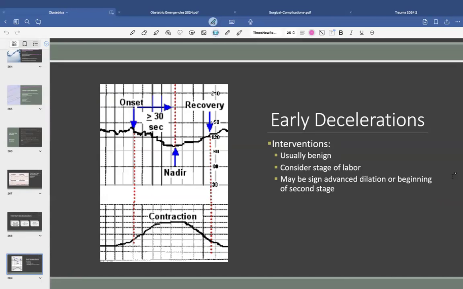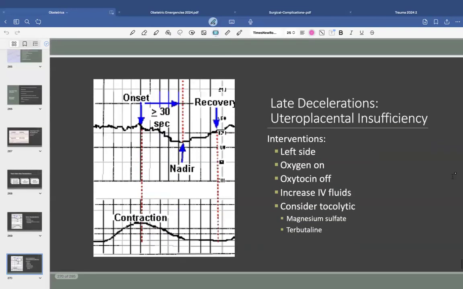Late decelerations, we said, are often caused by uteroplacental insufficiency. With late decelerations, their onset and return to baseline are gradual. As opposed to early decelerations, the late deceleration often begins just after the contraction. So you'll see the contraction first, and then you'll see that dip in the heart rate, and then it goes back up well after the contraction is over. Late decelerations begin just after a contraction, with the lowest point occurring after the peak of the contraction, versus early, which happens at the same time. The low point and the contraction match.